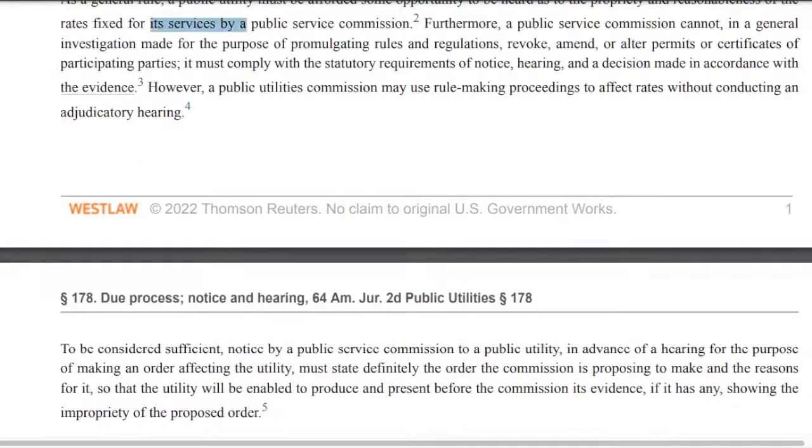However, a Public Utilities Commission may use rulemaking proceedings to affect rates without conducting an adjudicatory hearing. So they can use rulemaking proceedings to affect rates, right, without conducting an actual adjudicatory hearing. Learn to pronounce this word on a previous stream here.